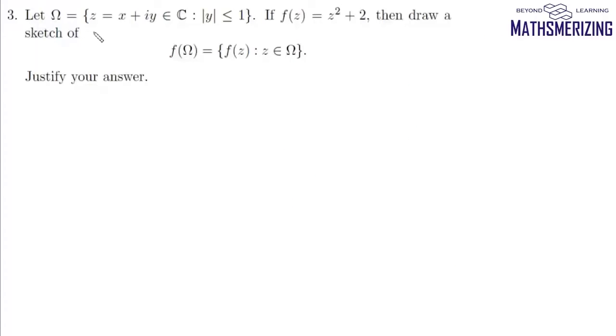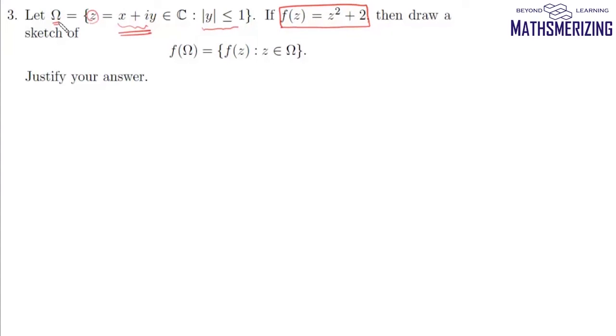Now this third question is, we are given a set which is sigma, which is the set of all complex numbers x plus iota y such that mod y is less than or equal to 1, and then we are given this function f(z), which is z square plus 2. Now it says draw a sketch of f(sigma), which is f(z) for all z belongs to sigma. So that means for all the complex numbers z present in this set, we need to draw the sketch of f(z). Now first we'll look at input values.